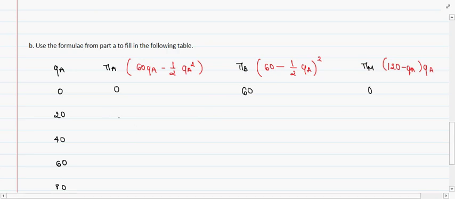Now if quantity equal to 20 over here, 60 times 20 is 1200 minus 200, so that is going to be 1000. Okay, now if quantity QA equal to 20, for firm B it's going to be 2500. Okay, and over here the monopoly profit, if QA equal to 20, 120 minus 20 is 100 times 20, so that is going to be 2000 for the monopoly.